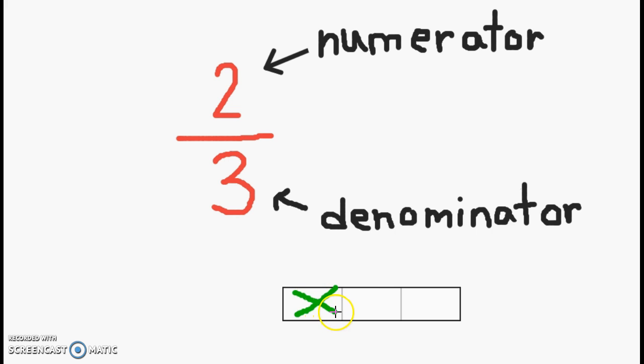1, 2. Not the whole thing, but 2 out of 3 parts of the whole. 2/3 is a great fraction, but it is not a unit fraction. So let's talk about what a unit fraction is. You might have heard this word before in class, so think about what you've heard before and what you think a unit fraction might be.